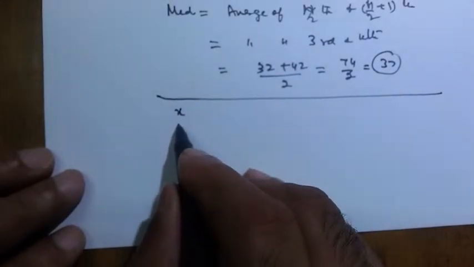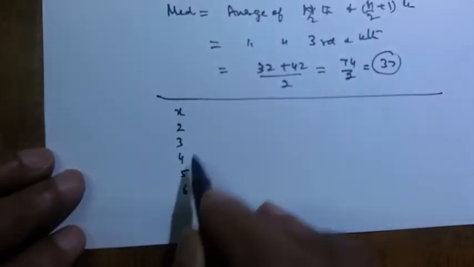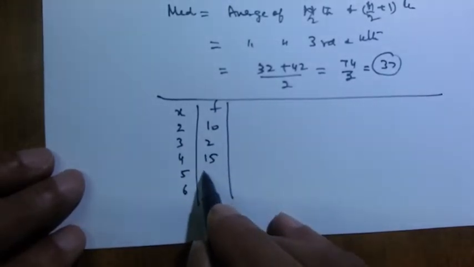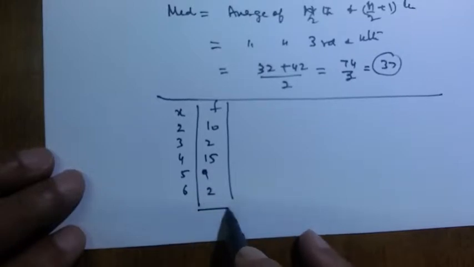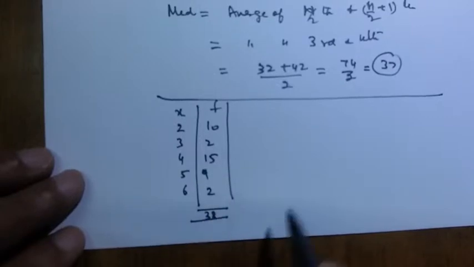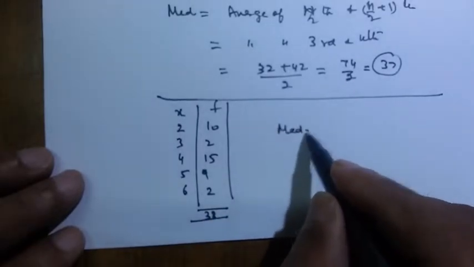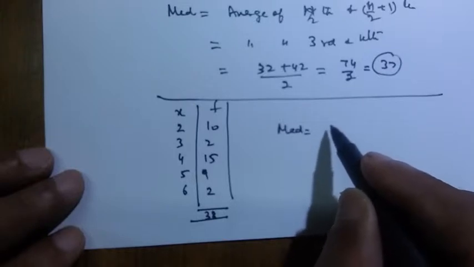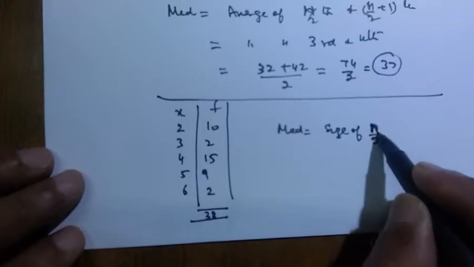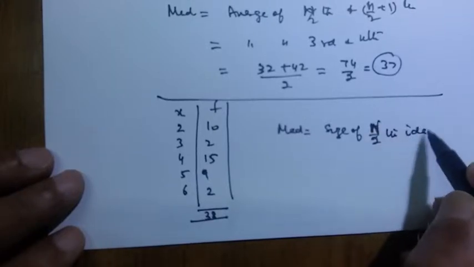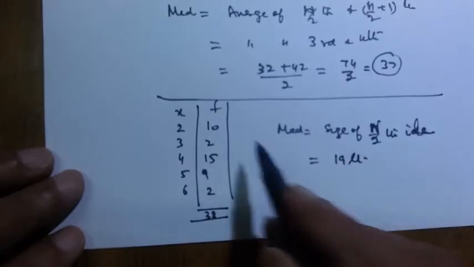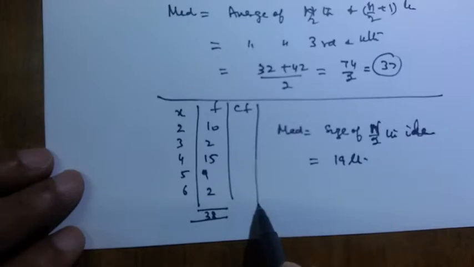Suppose I got x equal to 2, 3, 4, already arranged in increasing order. Now I have frequencies, suppose 10, 15, 9, and 2. What is the total? There are 38 in total. What will the median be? Let's divide n by 2. The median is the size of the n by 2th item. This is simple. Now 38 means the 19th item. What is the 19th item?